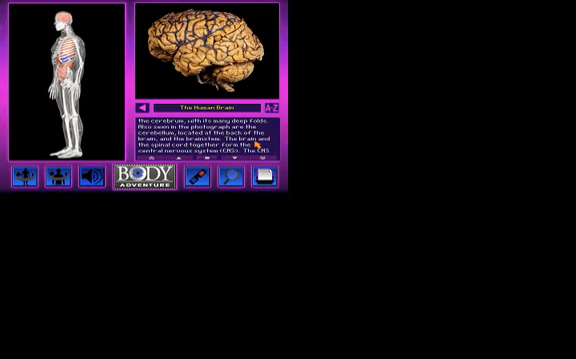The brain and the spinal cord together form the central nervous system. The central nervous system is the control center for the body. It gathers information about the environment and the body from the peripheral nervous system and then initiates appropriate actions. The brain and spinal cord are surrounded by three membranes, meninges.